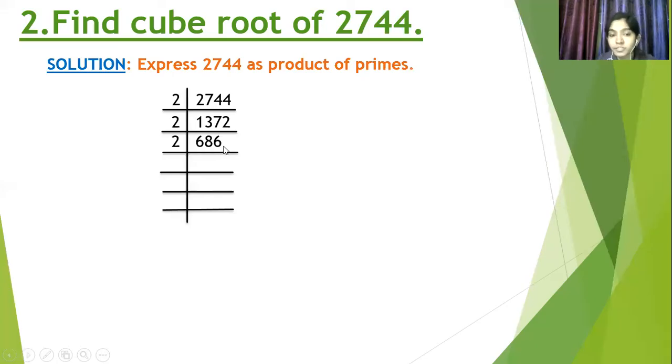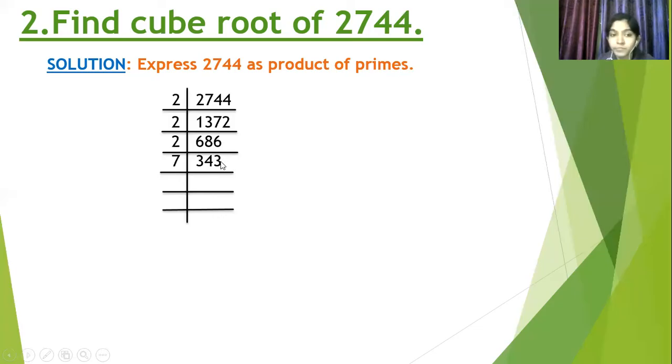Again, last digit is 6, so it will be divisible by 2. So after dividing, 2 threes are 6, 2 fours are 8, 2 threes are 6. Now 343. Last digit is 3. Is it divisible by 3? No, because 3 ones are 3, 3 ones are 3, 13. 13 is not there in the table of 3.